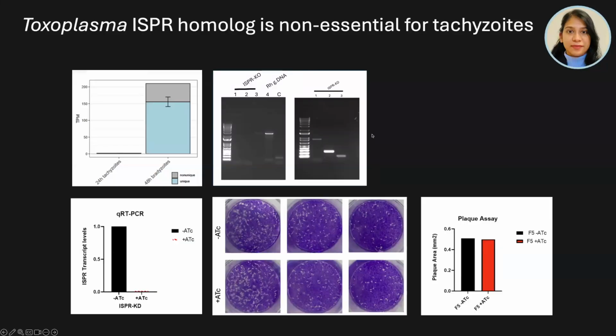But what Monica did meanwhile is she made a conditional mutant for this gene, and you can see that it's fully downregulated when she induces the knockdown. But then that doesn't have any effect on the parasite growth in culture, which validates what has been seen in the CRISPR screen, and also validates the idea that it would be more important in bradyzoite. So of course, we need to repeat this experiment.